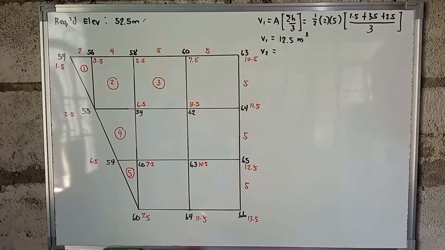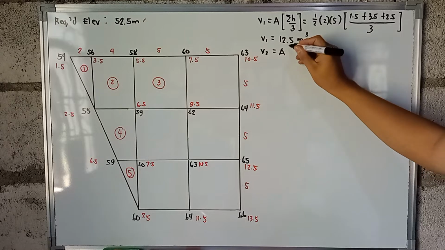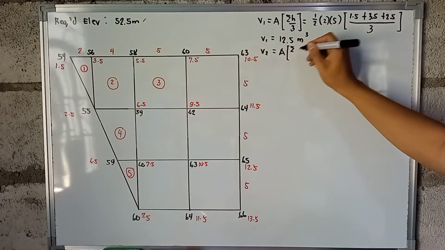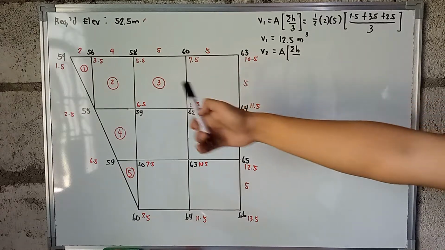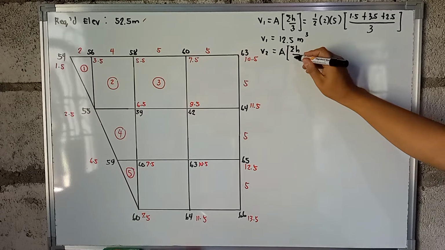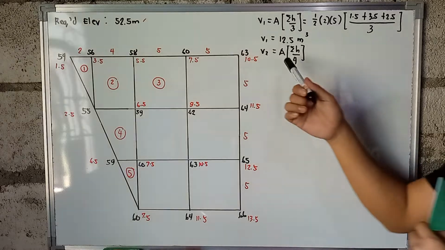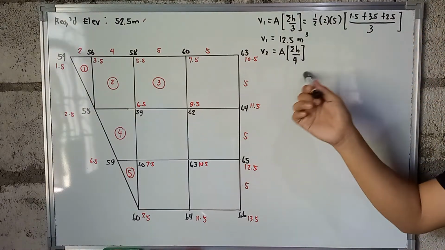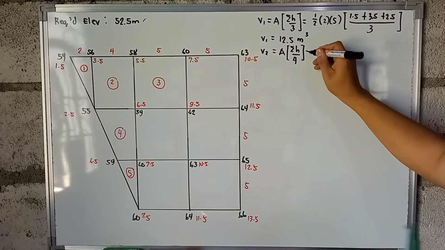So, sabi ko nga, it is a truncated prism. So, area of the base multiplied by the summation of heights all over, ilan ba yung heights natin dito? 1, 2, 3, 4. Since apat yan, i-divide natin siya by 4. Or in general terms, in every truncated prism, the area of the base multiplied by the average of its heights. So, ano yung area niya?